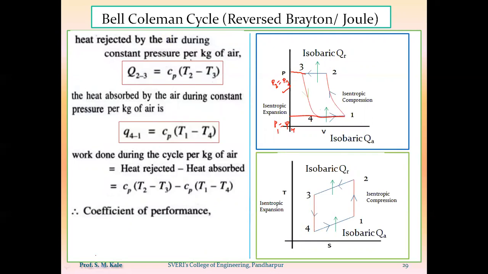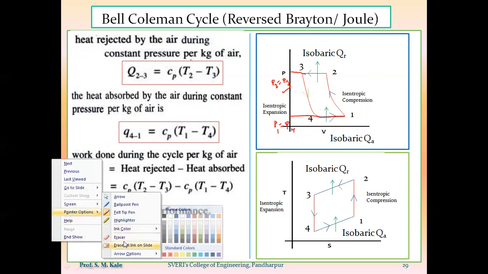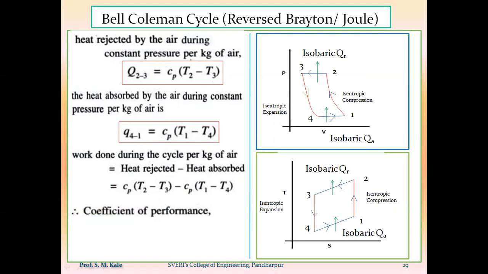Here this process 3 to 4 is the expansion process, and P3 indicates the pressure before expansion, P4 indicates the pressure after expansion. So whatever the P3 by P4 term is, that will be called the expansion ratio.